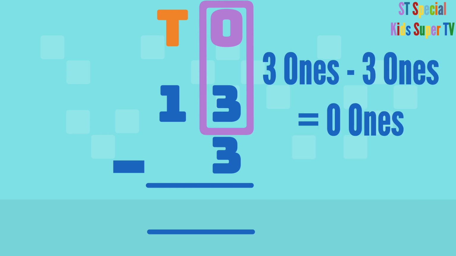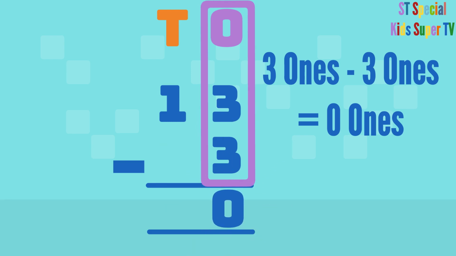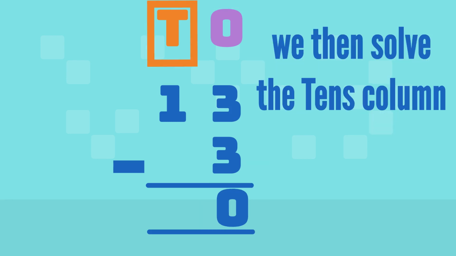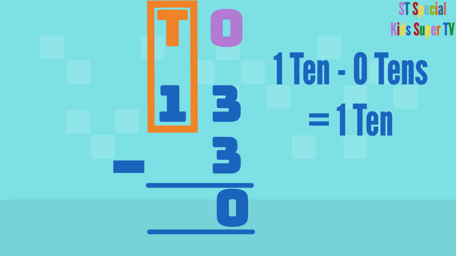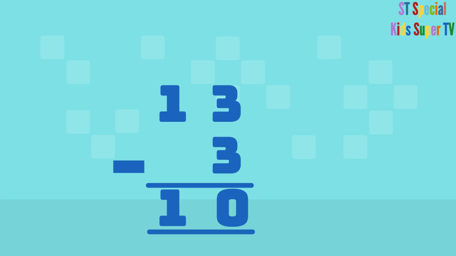So 3 ones minus 3 ones equals 0 ones. So you write the 0 under the ones column. We then solve the tens column. 1 ten minus 0 tens equals 1 ten. You write the 1 under the tens column. That means 13 minus 3 equals 10.